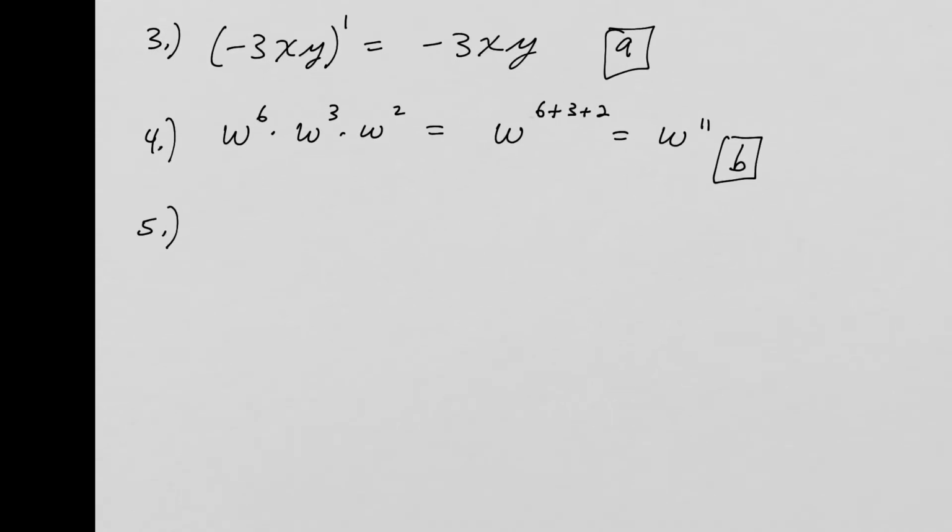Okay, 5. So now we have m to the 8 divided by m to the 6th. And in this case, if we're dividing two powers and they have the same base, we use the quotient rule. So remember, the rule here is you keep the base, so keep the m, and you subtract the exponents. So 8 minus 6 is a 2. So the result is just m squared, right? M to the 2nd power. So that's also B.